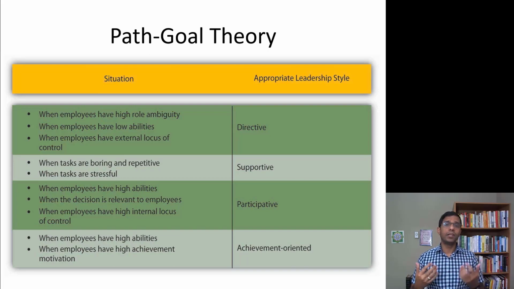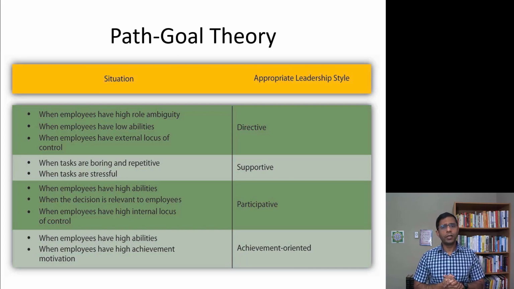You have to involve them in the decision-making process. When they have high abilities, involving them in the decision-making process is going to help you get more creative, better ideas to solve the problems. So that's great. When the decision is relevant to them, you not involving them would potentially make them dissatisfied. And finally, when they have internal locus of control, they like to influence what happens to them in their lives. So you again need to involve them in the decision-making process.